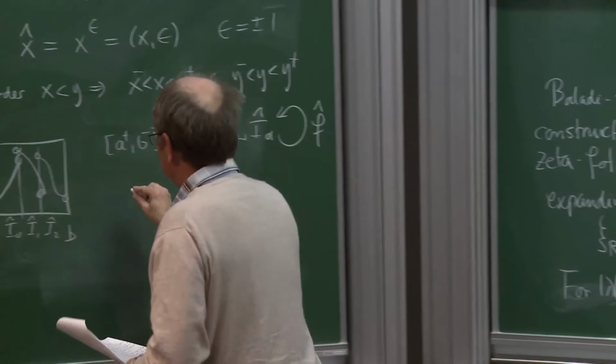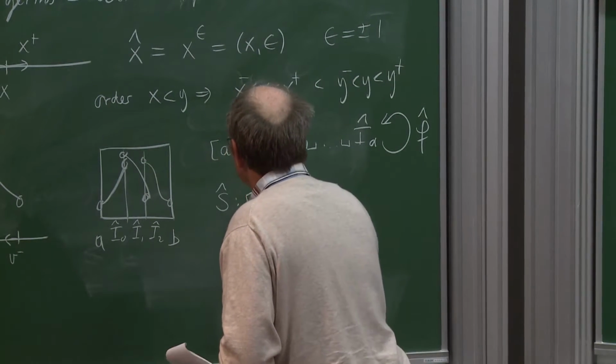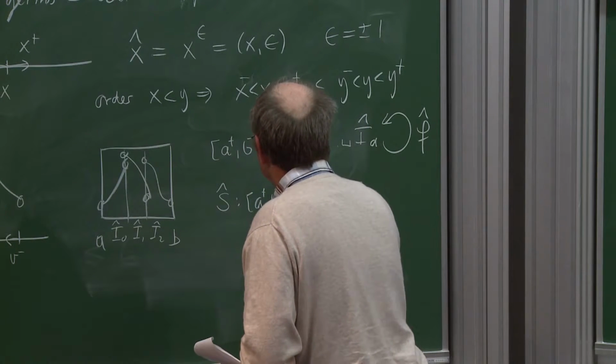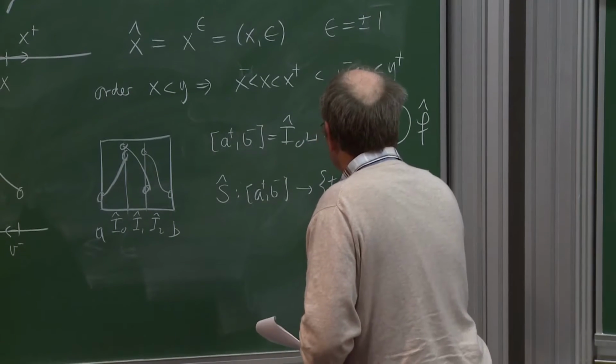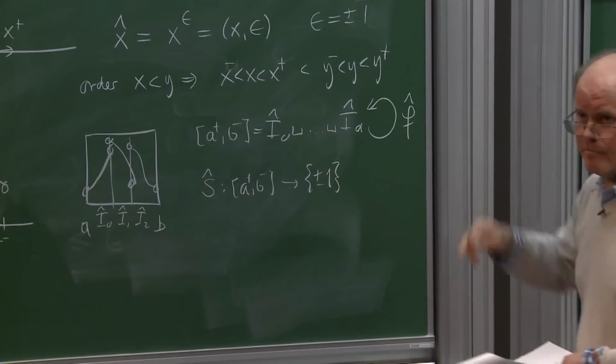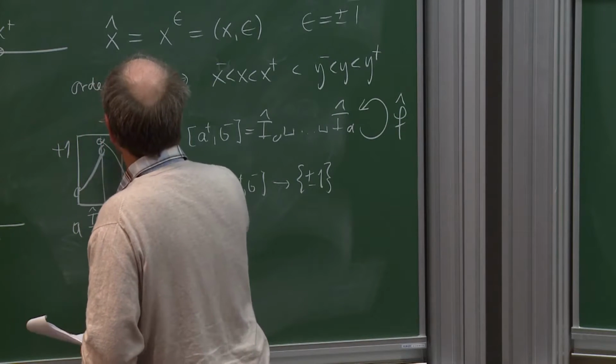We also have these signs, so I didn't actually talk too much about this, but the signs mapping A plus to B minus. So that would be mapping to plus or minus 1, which are the signs of monotonicity of the branches. So here we do plus 1, minus 1, minus 1.